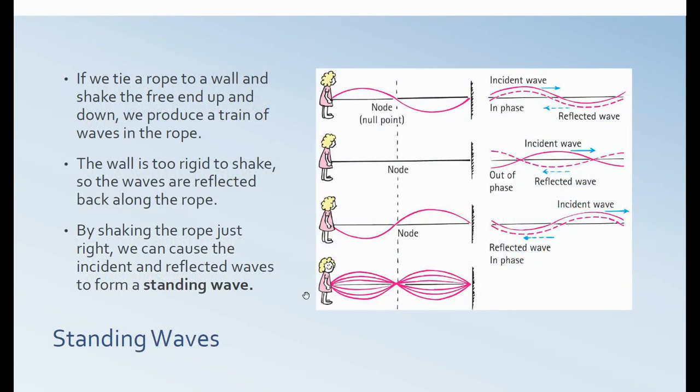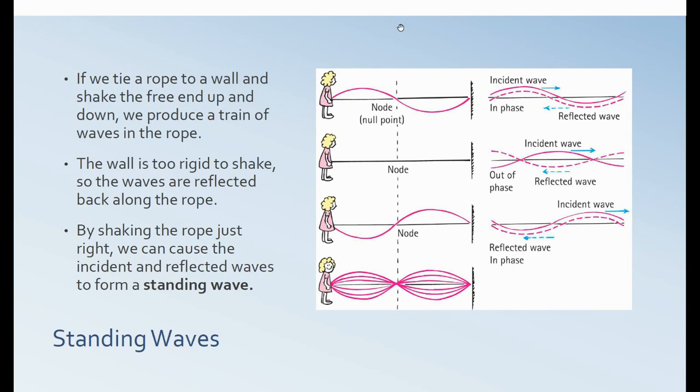We can also have something that's called a standing wave. So let's say we have a rope and we tie it to the wall. As we shake the free end of the rope in our hand up and down, we create waves in the rope. And as the wave goes from our hand through the rope towards the wall, once it gets to the wall, of course, the wall is too rigid or stiff to be vibrated by the rope. So the waves get reflected back along the rope, as you can see up here in this top picture.